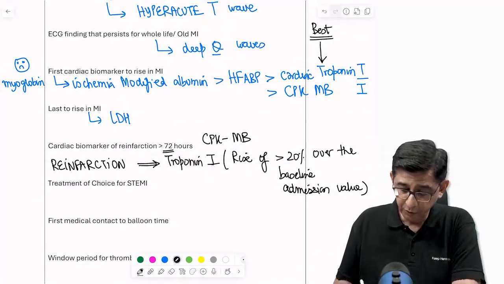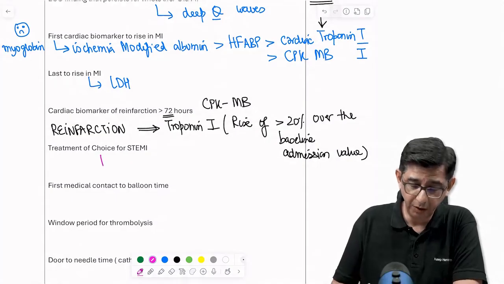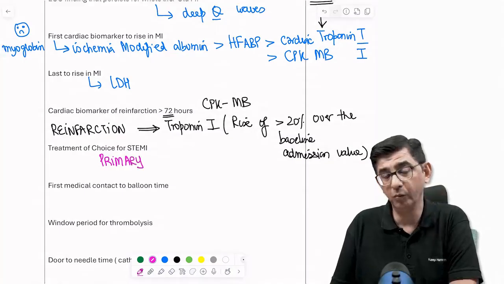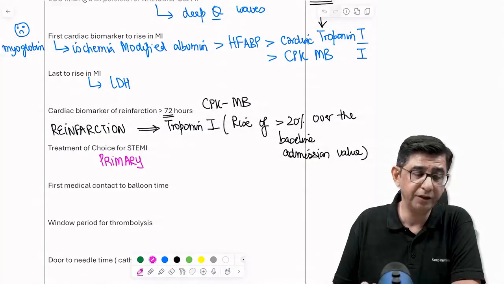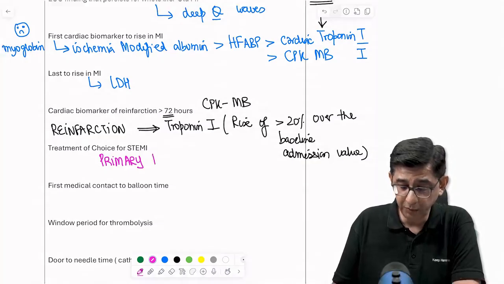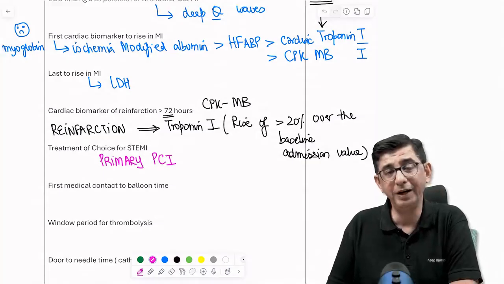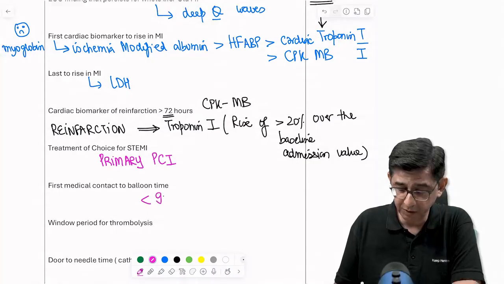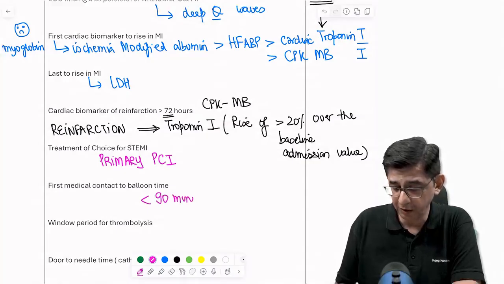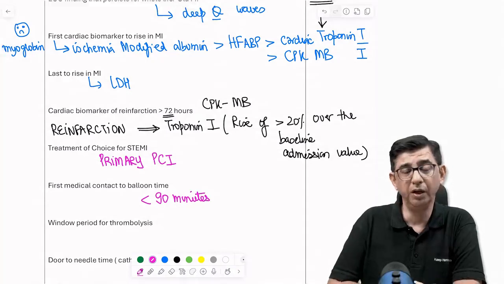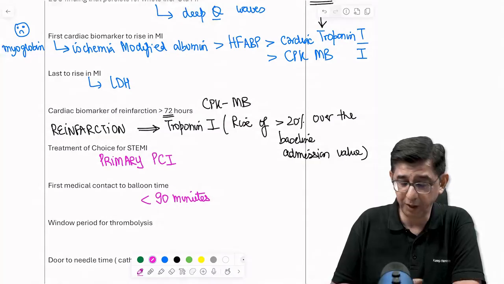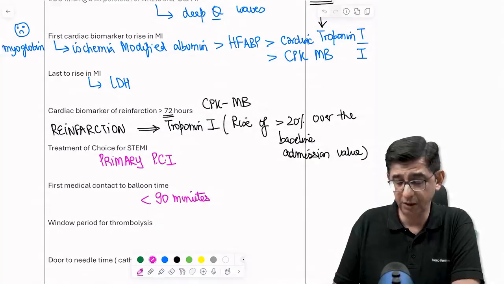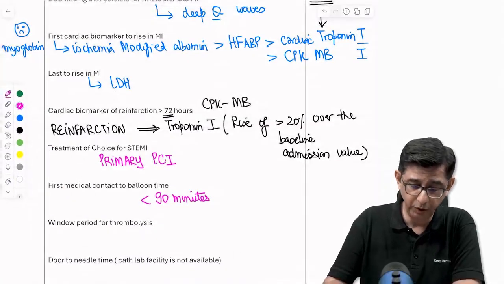As far as the treatment or choice is concerned for ST elevation MI, obviously when the patient comes, I will be giving aspirin, morphine if available, and nitrates if required. But primary percutaneous coronary intervention should be done in this patient. The first medical contact to balloon time means that if the person calls up our hospital, like in America they call 911, then we should be done with balloon angioplasty within 90 minutes. Primary percutaneous coronary intervention is called balloon angioplasty.